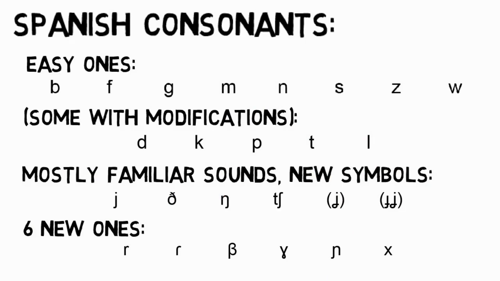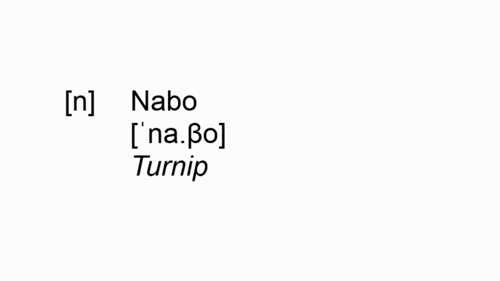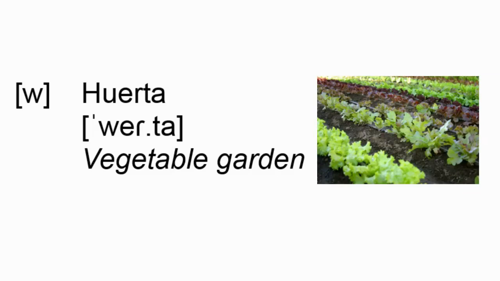Since I don't currently speak Spanish, I have a native speaker here, Christina. Hello! Who will be helping for this video. We'll be starting with 8 really straightforward sounds and symbols. There's B as in bruja, F as in foca, G as in gallo, M as in mango, N as in nabo, S as in sirena, Z as in esmeralda, and V as in huerta.